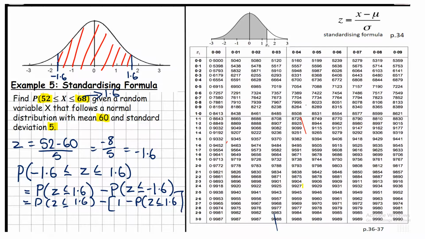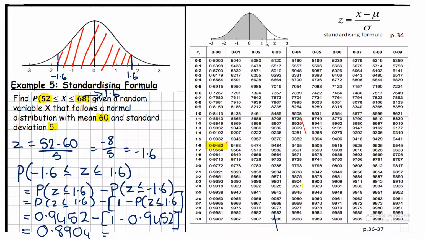And let's go to our log table. So they're both the same number, which is nice. So we can just go straight to 1.6, which is here. And let's work this out. So this is equal to 0.9452 minus 1 minus 0.9452. Now I'm just running out of space, so I'm just going to put my answer. So it should work out 0.8904 as you work through it, which is 89.04%.